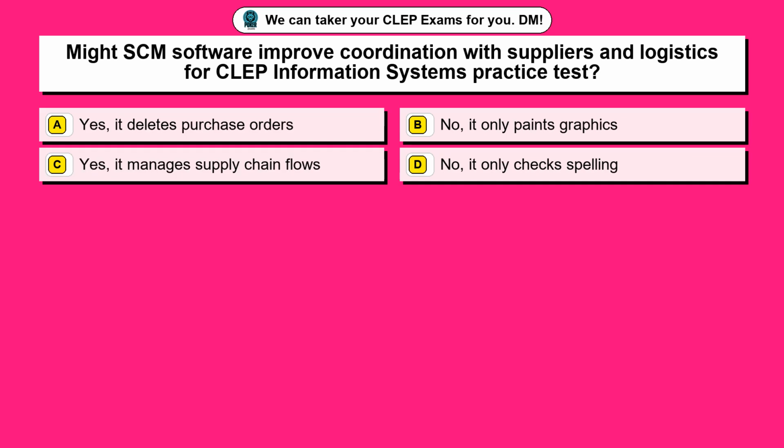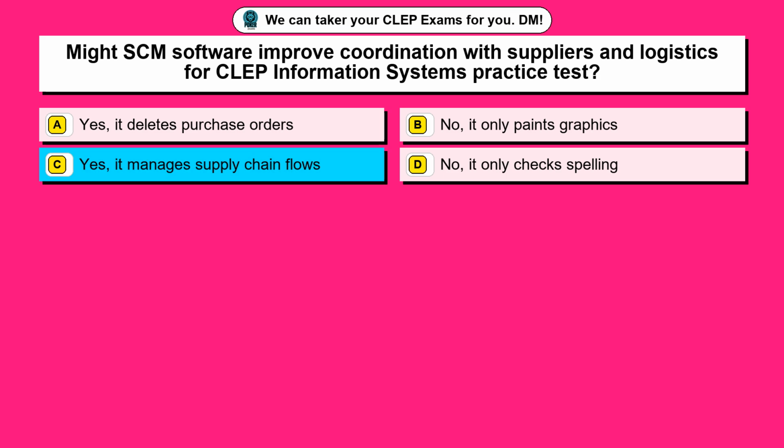Might SCM software improve coordination with suppliers and logistics for CLEP Information Systems practice test? Option A. Yes, it deletes purchase orders. Option B. No, it only paints graphics. Option C. Yes, it manages supply chain flows. Option D. No, it only checks spelling.